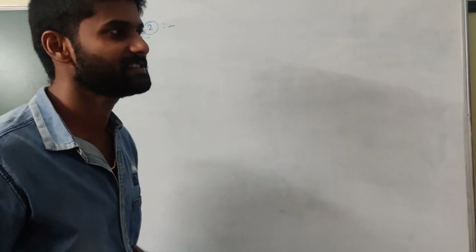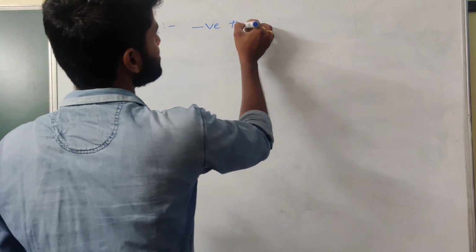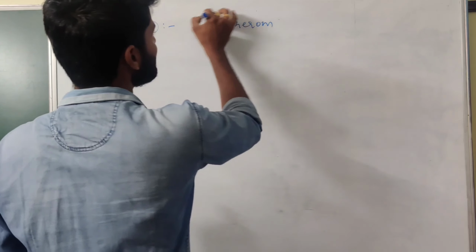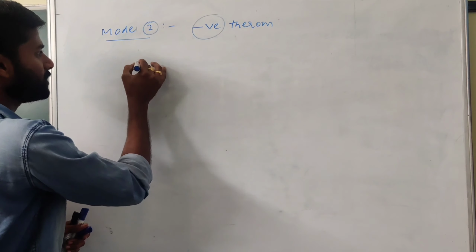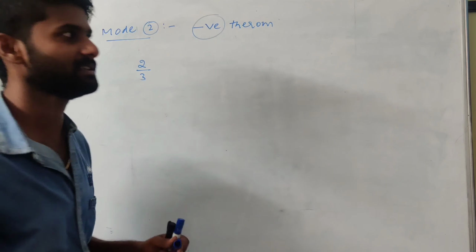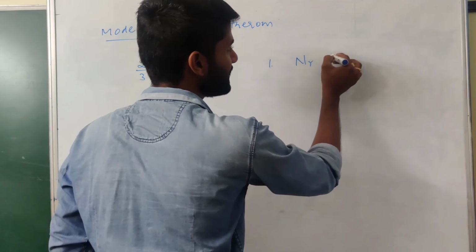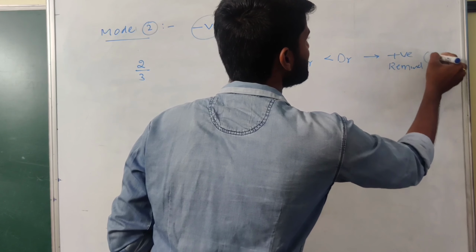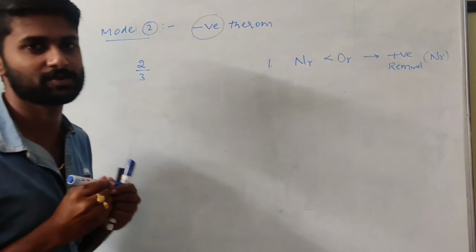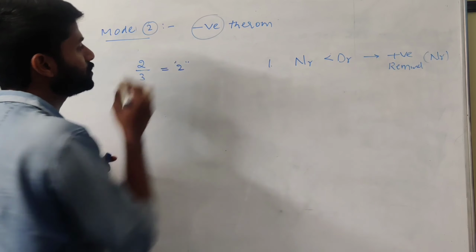So that is the answer. Okay, just see, the second model in remainder theory deals with the negative remainder. What is the negative remainder here? We already know that if 2 is divided by 3, what is the remainder? Information 1: if the numerator is less than the denominator, the positive remainder will always be the numerator value. That is the first point. If 2 is divided by 3, definitely the remainder is 2.